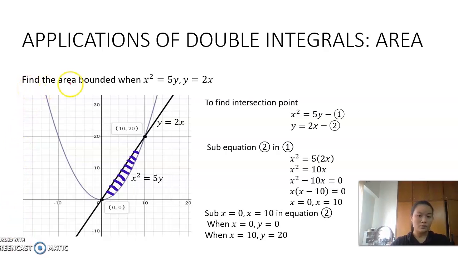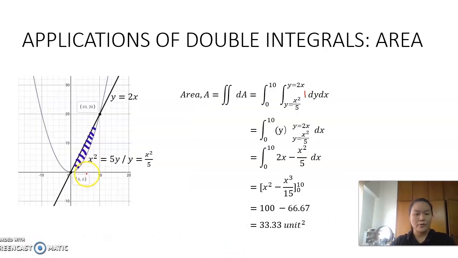Now I'll continue the presentation with area of double integral. This question is to find the area bounded by x squared equal to 5y and y equal to 2x. First of all, we need to sketch the graph of these equations and find the intersection points. To find the intersection points, we need to substitute equation 2 into equation 1, so we can get x. When x equals 0, y will be equal to 0. When x equals 10, y will be equal to 20.